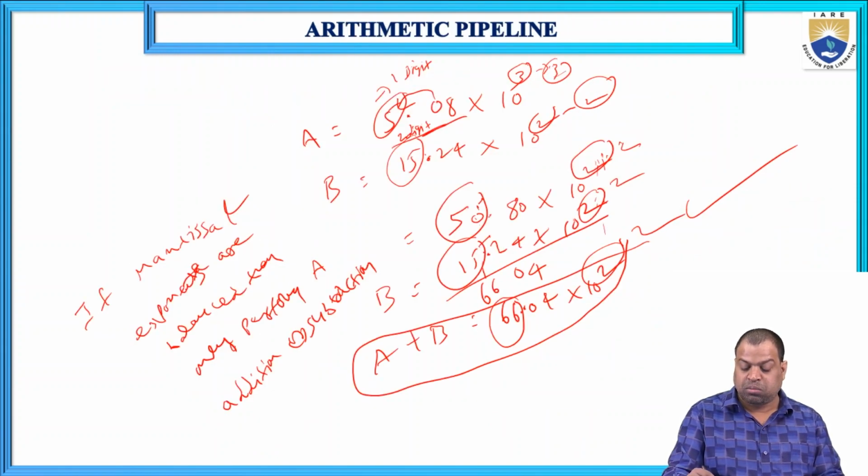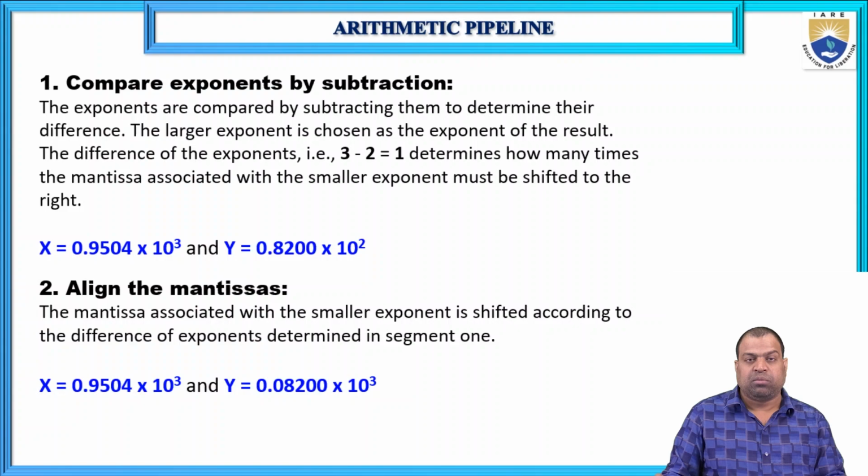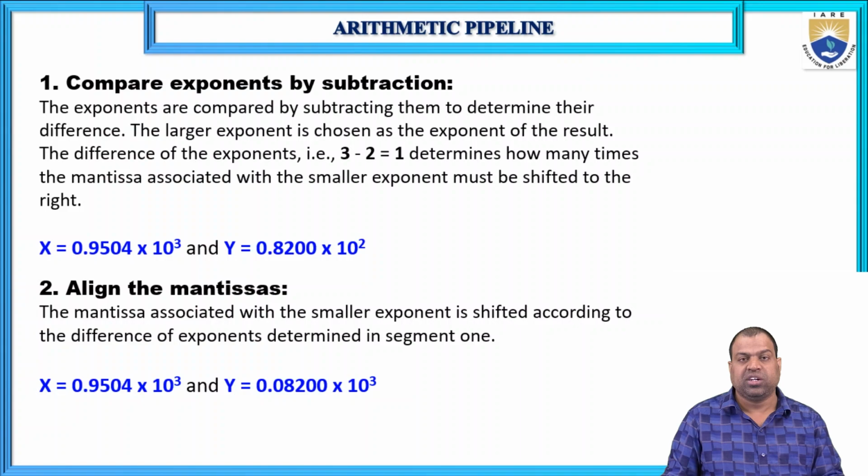Exponents are balanced. Mantissa is balanced. Then only perform A plus B or A minus B, whatever it may be. So here I am taking one example to perform arithmetic pipelining. Compare exponents by subtraction. The exponents are compared by subtracting them to determine the difference.